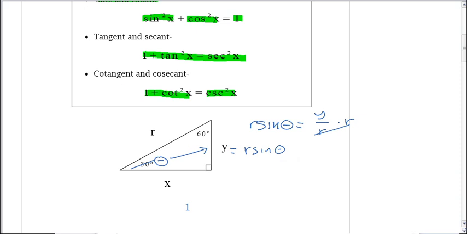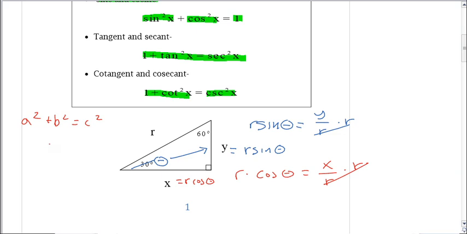Okay, so to find the next one, cosine, I basically do the same thing. So cosine theta is adjacent, which is x, over the hypotenuse, which is r. To find x, I multiply both sides by r. That goes to 1. So x is equal to r cosine theta. Okay, so now all I need is the Pythagorean theorem: a squared plus b squared is equal to c squared. Okay, let's plug in all our parts and see what happens.